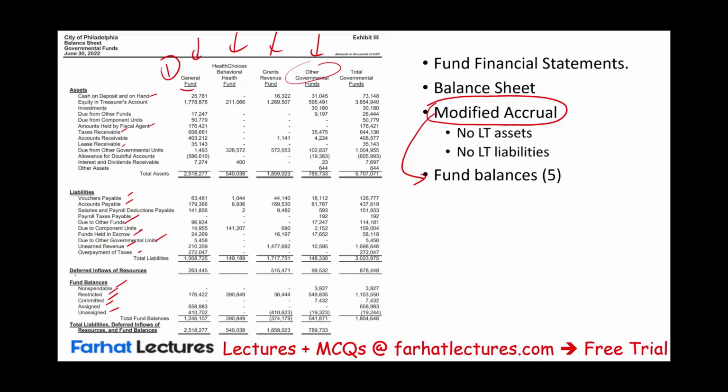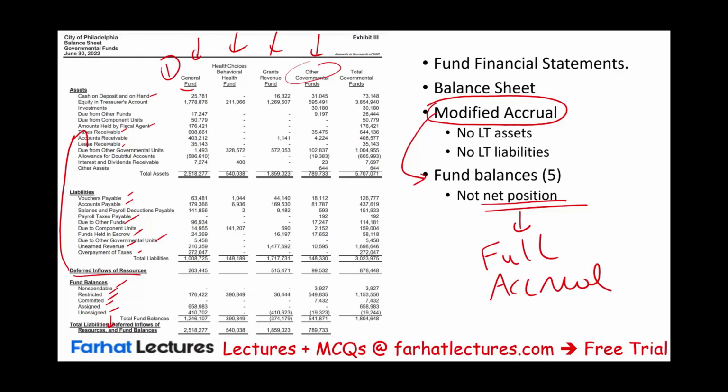We would also have deferred inflows of resources, and we'll have deferred outflows of resources. The deferred outflows will be part of your assets, and we have the deferred inflows, which will be part of the liabilities. Remember here, we don't use the term net position. Net position is used for financial statements that use full accrual. We use fund balances for statements that use the modified accrual. So this is the balance sheet for the governmental fund.